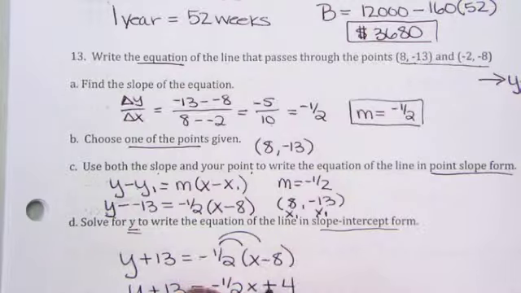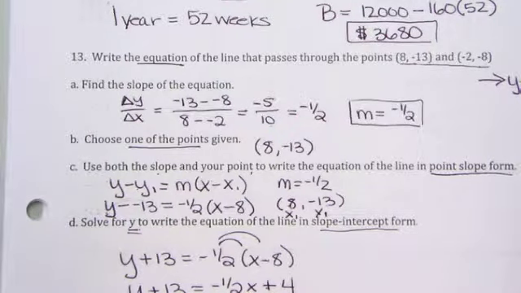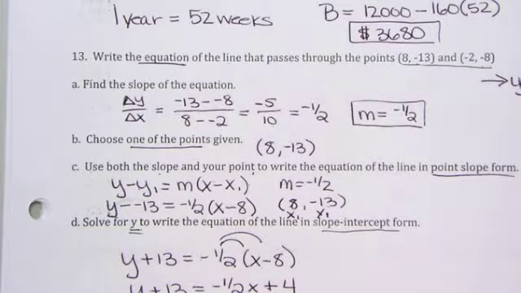Negative times a negative is a positive. Finally, I'm going to subtract 13. y equals negative 1/2 x minus 9. And there is my equation of the line.